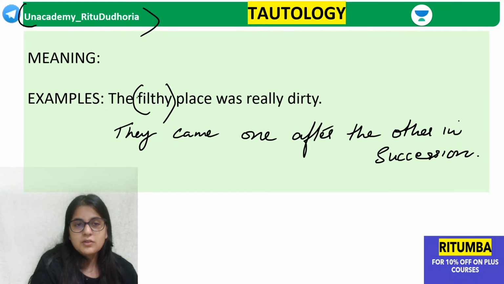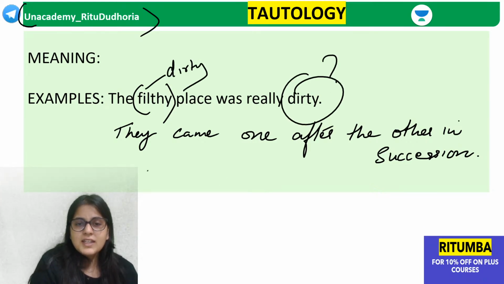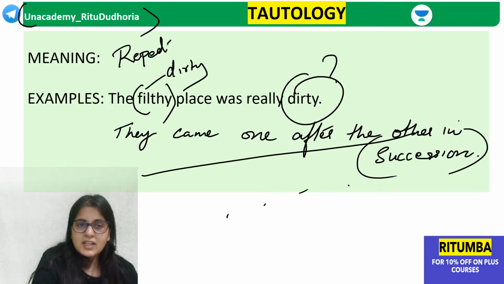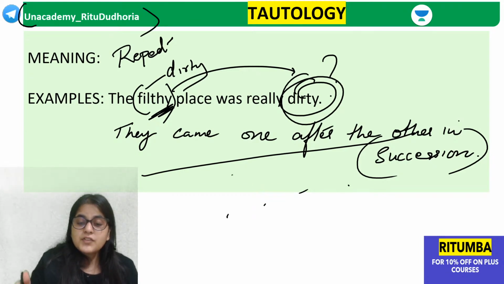Clear? Okay, listen. Filthy means dirty. Then what is the need for dirty again? They came one after the other. Succession also means one after the other. So guys, it's basically repetition. It's basically redundancy. When we repeat, filthy already means dirty. You don't have to repeat dirty again. They came one after the other itself means come one after the other. There was no need for succession. So tautology basically becomes repetition. Did all of you understand this? Repeat karna, repetition karna. Clear?